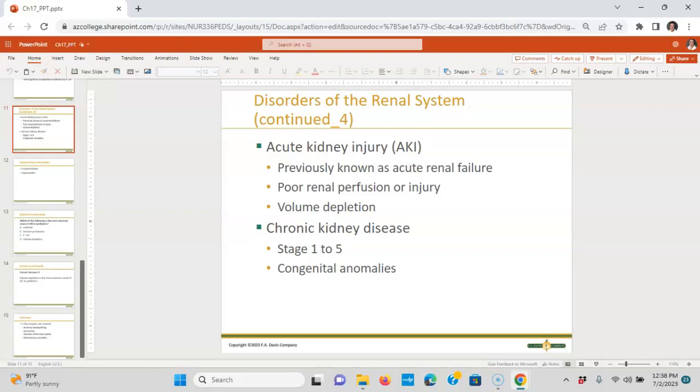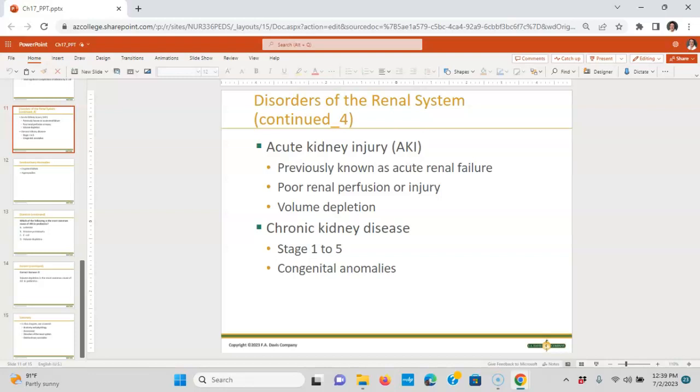So chronic kidney disease is stage 1 through 5. So you can see that in your book on 419. So stage 1 to 5, 5 is end stage renal disease, the worst. So that's only 15% on dialysis.